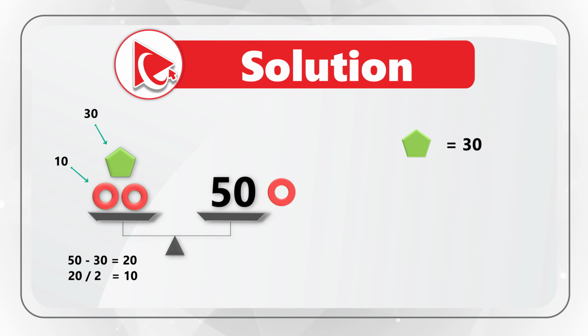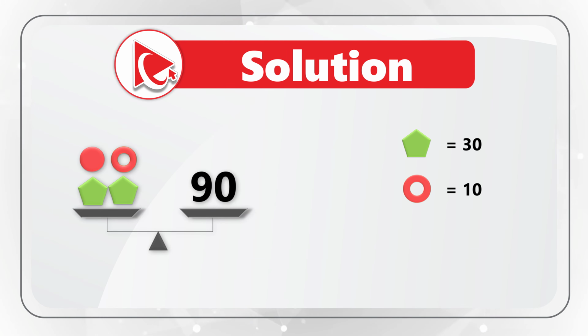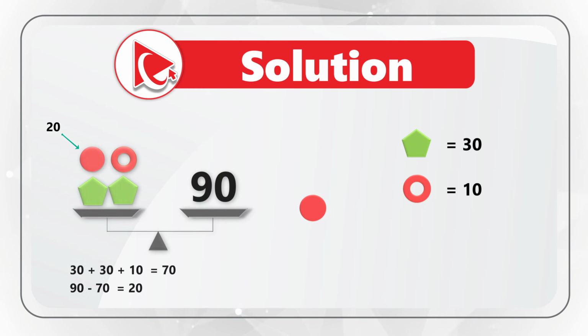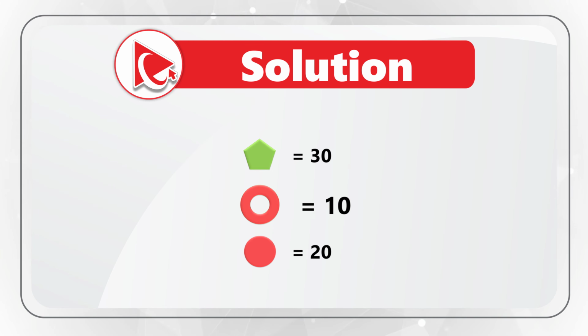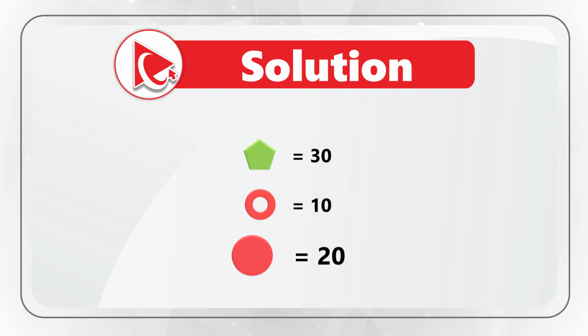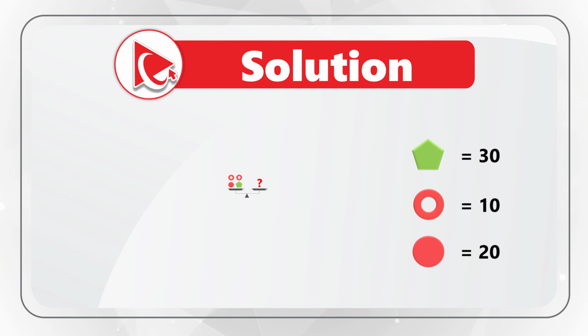On the next scale, we have 2 pentagons, 1 circle, and 1 bagel, and the combination of the shapes equals 90. Let's do the math. 30 plus 30, which is the value of 2 pentagons, plus 10 equals 70, which means that the circle equals 90 minus 70, which equals 20. Now we know the values of all the shapes. Pentagon equals 30, bagel equals 10, and then circle equals 20, and we can calculate the missing number.